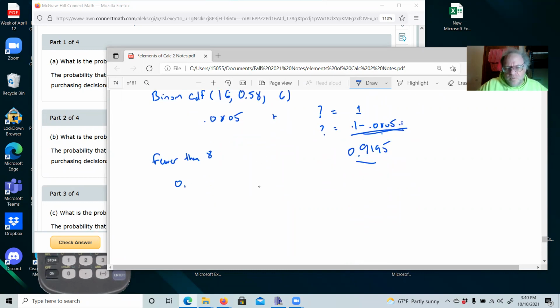So we have to do 0, 1, 2, up to 6, 7. These are the values that are going to be fewer than 8. These are the cases where we have fewer than 8 people. So that's how we're going to do that. So that's going to be Binomcdf.